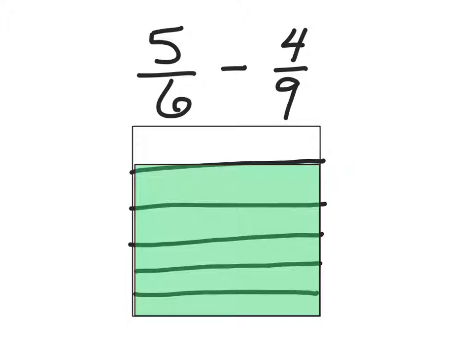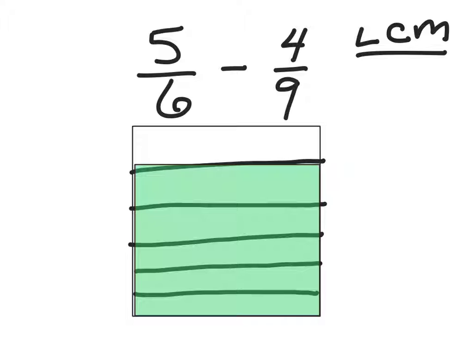Okay, so now I want to subtract 4/9. The problem is I have to have common denominators, right? This box is broken into 6. I can't take any ninths away because I don't have it, right? So the first thing I got to do is find my least common multiple.